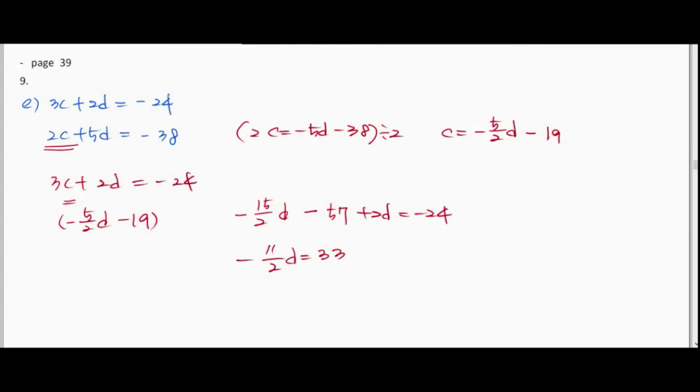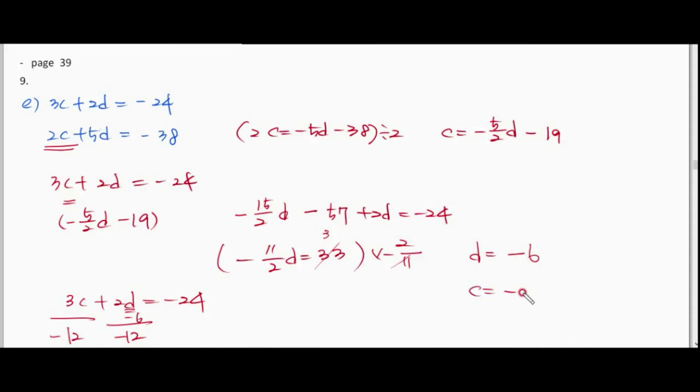And then let's multiply both sides by 2 over 11. Then d equals, simplified, negative 6. So we found d, then let's find c. Let's just substitute it: 3c plus 2d equals negative 24. So d is negative 6, then this is negative 12. Then 3c should be negative 12, so then c is negative 4.